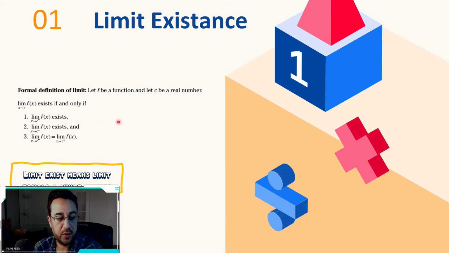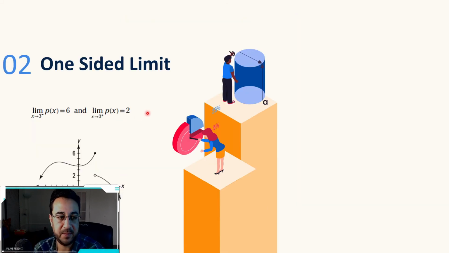If you see a plus sign, it means x approaches c from the right. So it's important to know that the limit exists. If you say the limit exists, that means the limit equals a finite number, an actual number. In this case, we say the limit exists. If the limit doesn't equal an actual number or a finite number, then we say the limit does not exist.